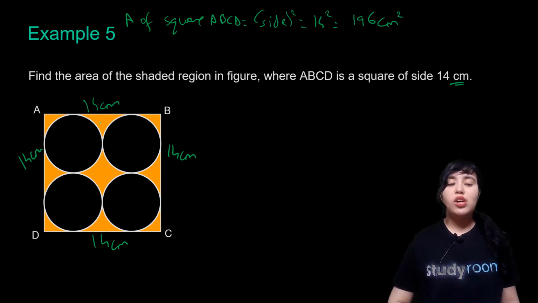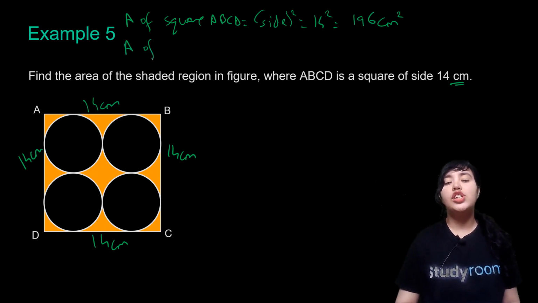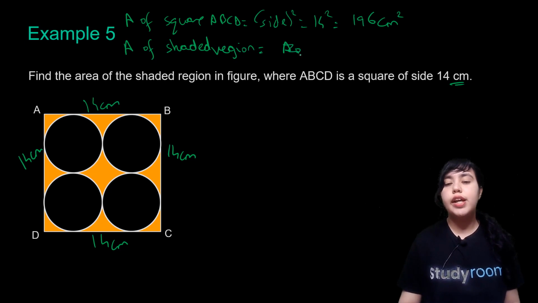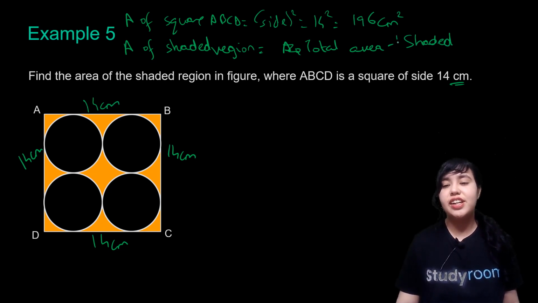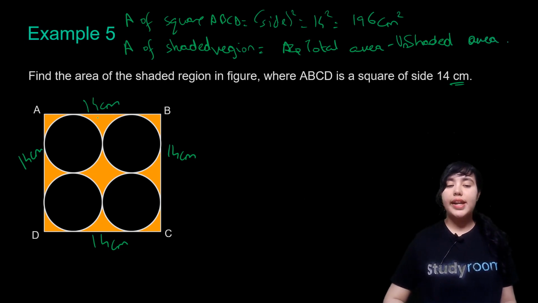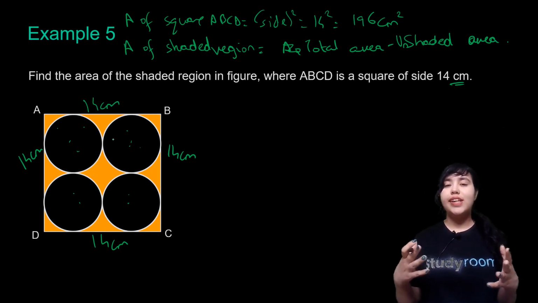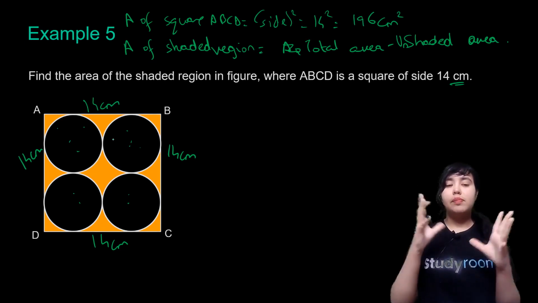Now I have to find the area of the shaded region. So to find the area of shaded region, the logic that we can employ here is area of shaded region is equal to total area minus the unshaded area. So if I take the total area and I subtract this unshaded area, I'll get the shaded area, because if you look, the shaded area does not really give you any shape, but the other parts still make sense.